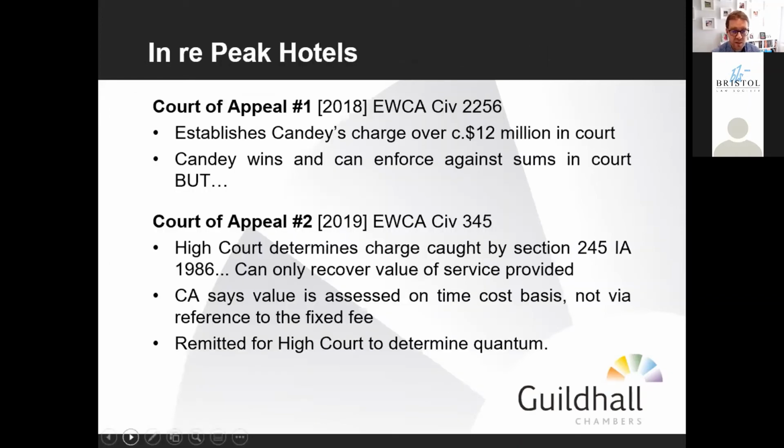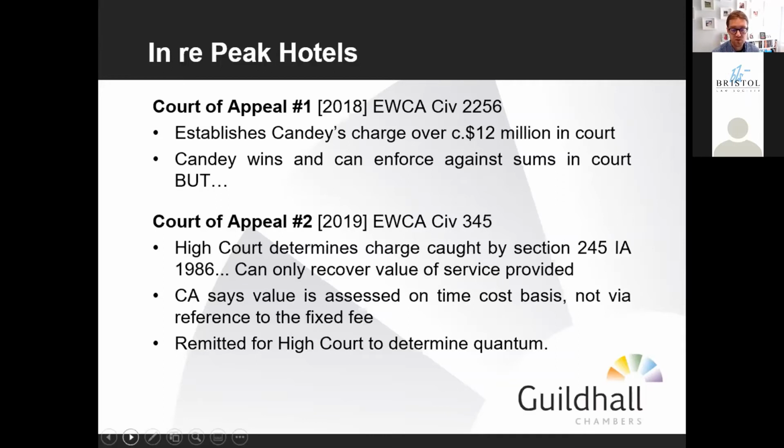Now, as I say, there were a series of Court of Appeal decisions over 2 or 3 years, each of these stemming from an earlier decision of the High Court. I'll run through them fairly quickly because the first 2 aren't really relevant to the question of liens.